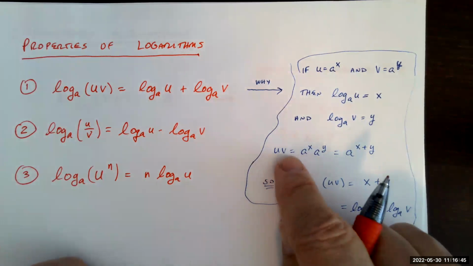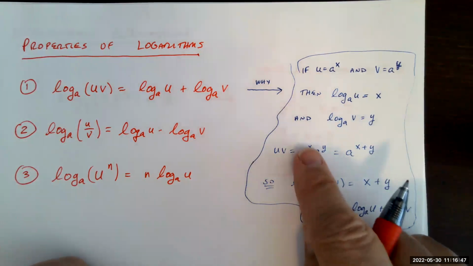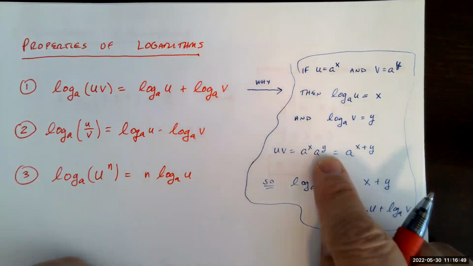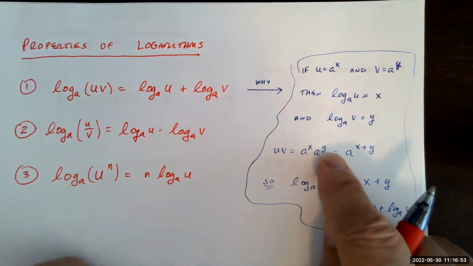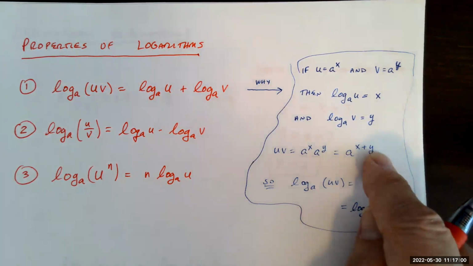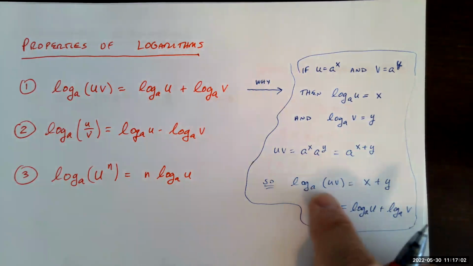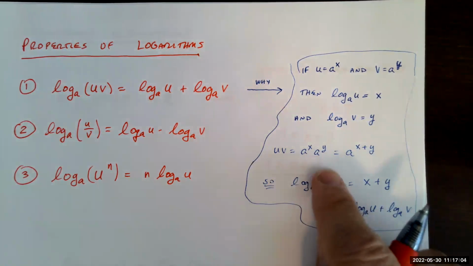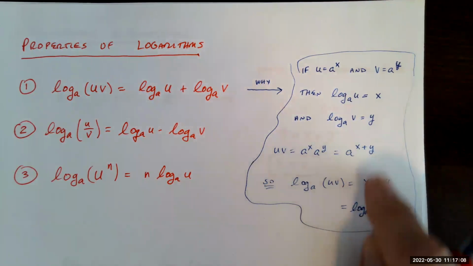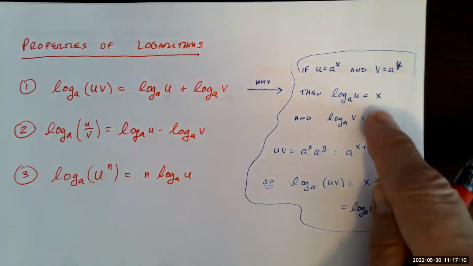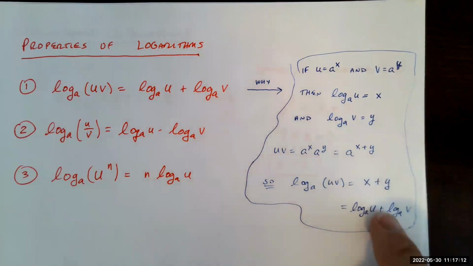Now, what is u times v? Well, u is a to the x, v is a to the y. How do we multiply like bases to different powers, or different exponents, or different logarithms? We add them, right? a to the x plus y. And so log base a of the product uv, what's the exponent on the base a needed to get uv? Answer: x plus y. But x, remember, is log base a of u, y is log base a of v.